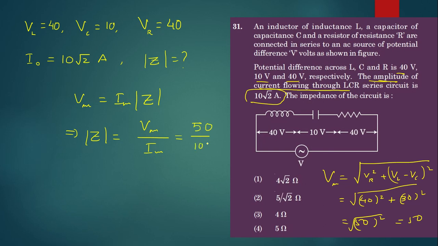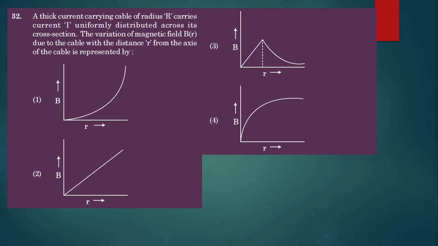What is IRMS? IRMS is I naught by square root of 2. So 50 divided by 10 square root of 2 by square root of 2. So this will be equal to 50 by 10. So the answer will be simply 5 ohm. I'm sorry, I think I made a mistake. Just wait. Yeah, it's correct, 5 ohm. So the next one is this one.